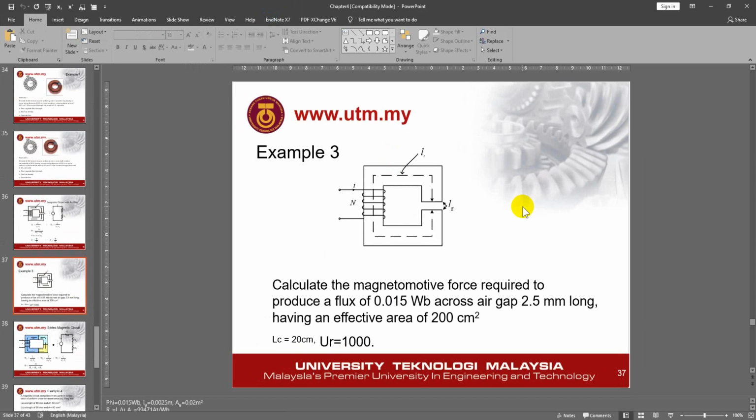Now we move on to the third example. It is similar to the earlier example. You have two materials, which are the gap, which is air, and the core. Calculate the magnetomotive force F required to produce a flux of 0.015 Weber.